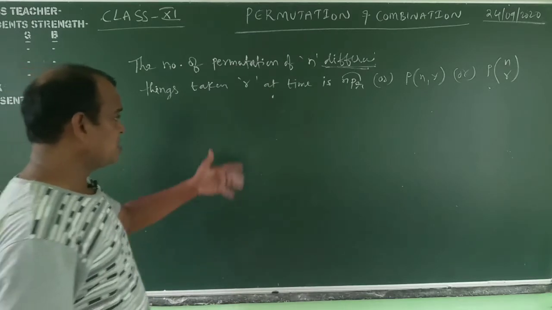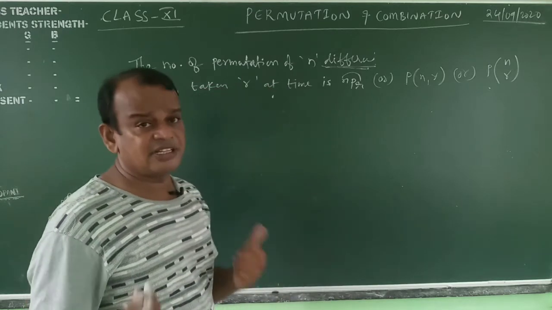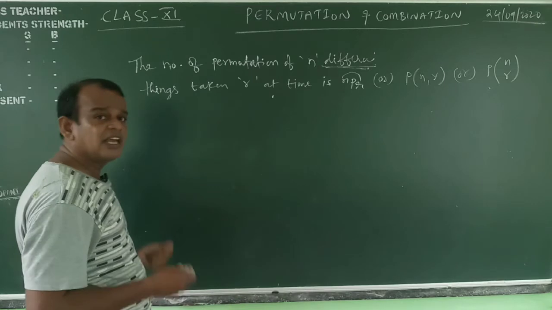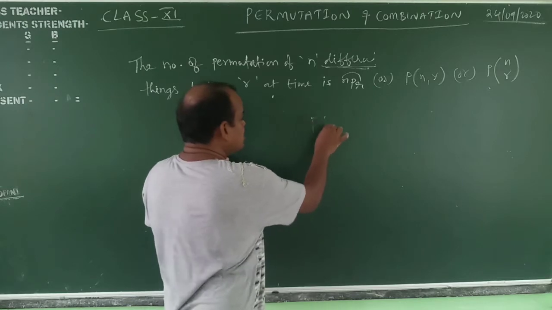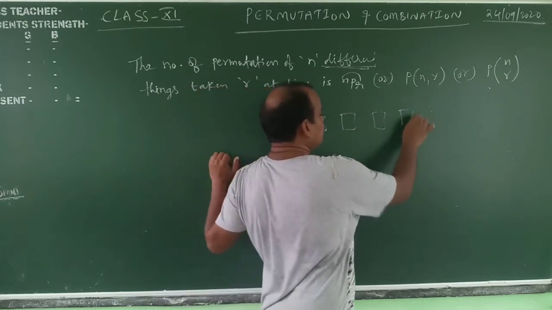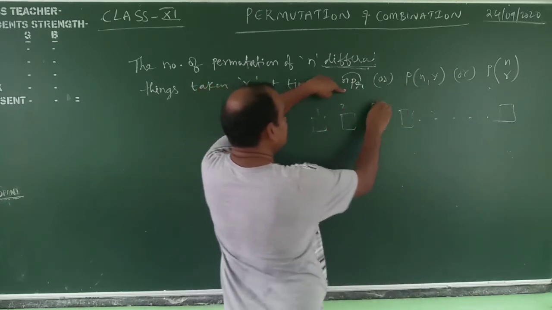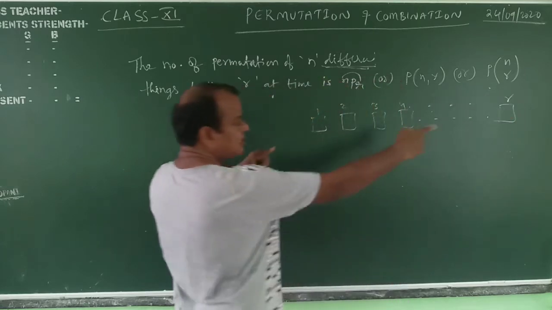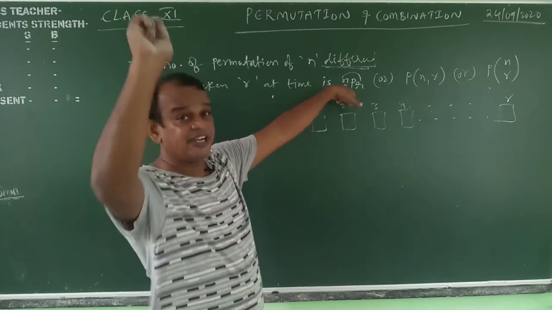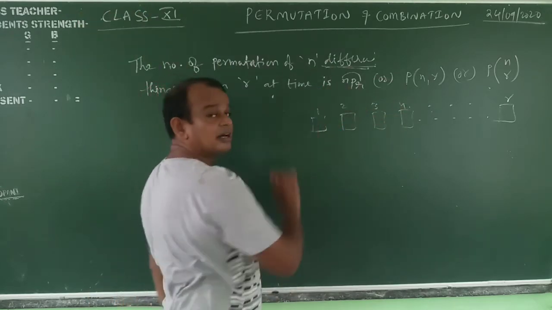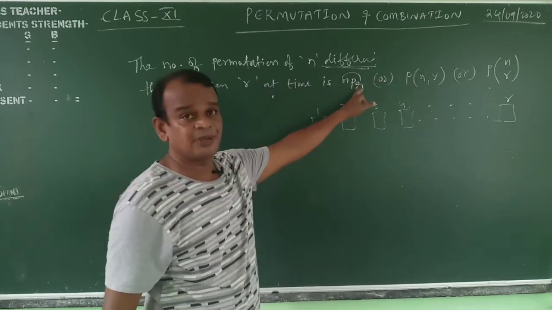Now what is the meaning of this one? nPr is also defined in another way: filling up of the r blanks in a row. Suppose 1, 2, 3, 4, and so on up to r. First one, second one, third one, fourth one, so on up to r. How many blanks are there? r blanks are there. These r blanks filled with n different objects, that is also nPr. Listen carefully. Filling up of the r blanks in a row with n different things, that is also nPr.